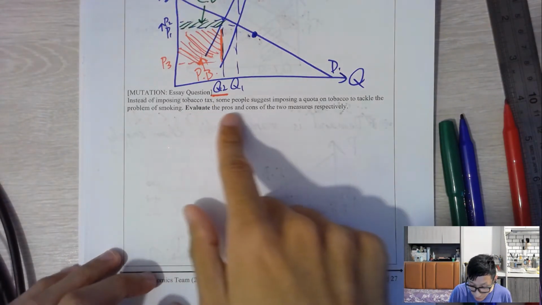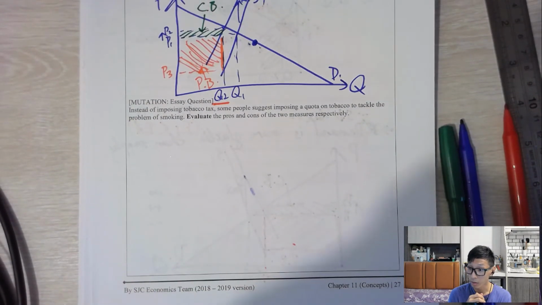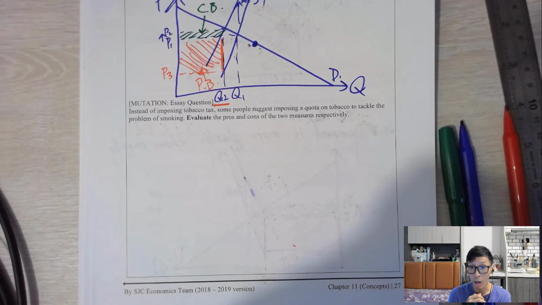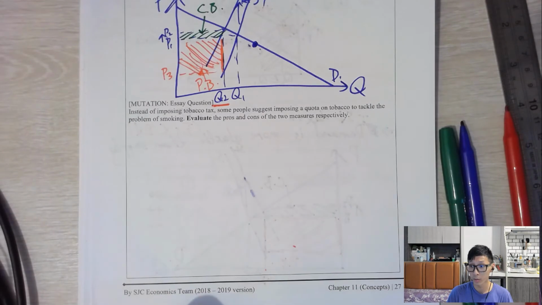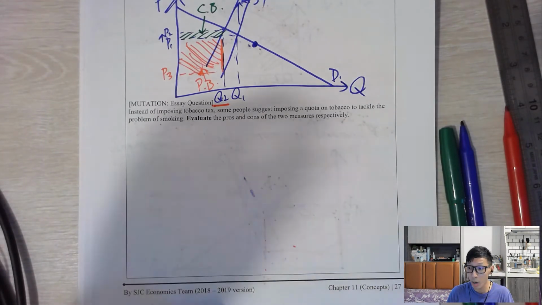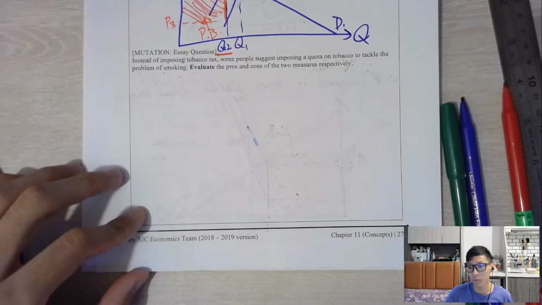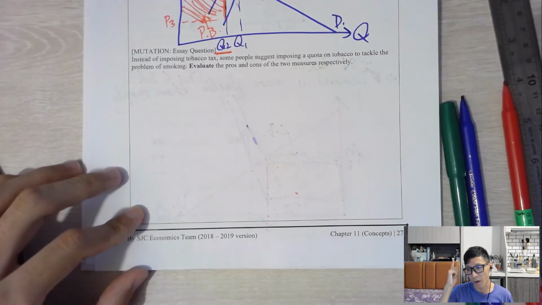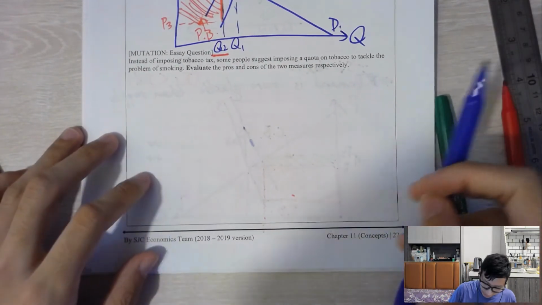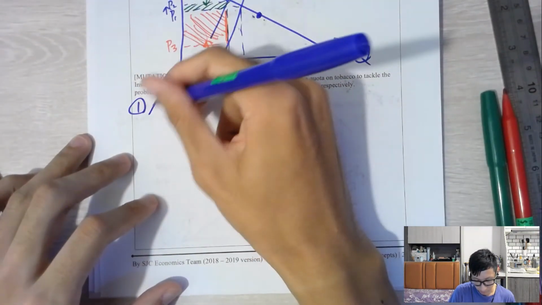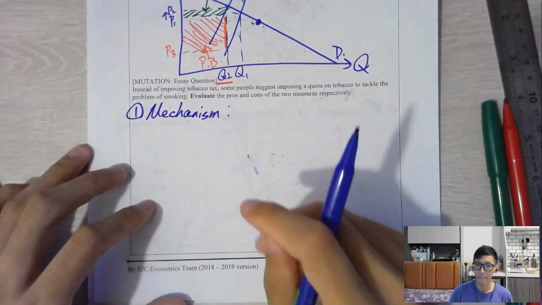Now, evaluate the pros and cons. Sir, it's not in the textbook. Yes, I know you can't find the answer in the textbook. That's why I put it in the notes. Now they can test data response questions, right? That's the most difficult kind of question. Now, let's do this question by starting with the mechanism. We want to compare how their mechanisms work, OK?